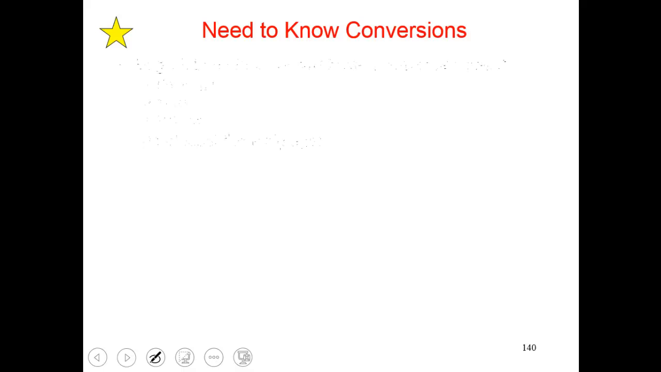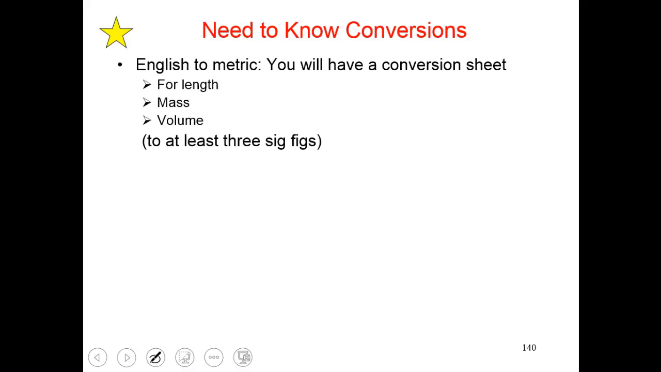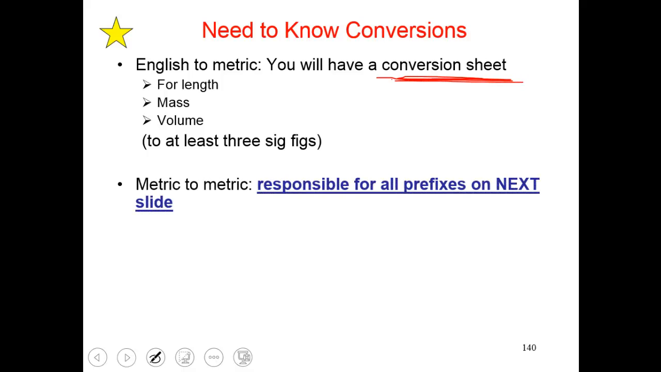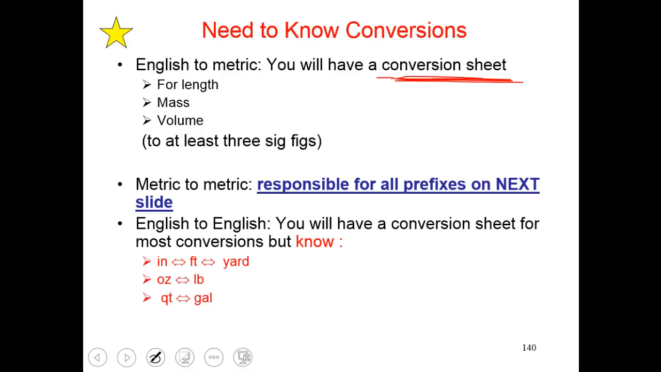Now, the conversions that you need to know are English to metric. You have a conversion sheet, so those you are given. For metric to metric, you are responsible for all the prefixes on the next slide, which is table 1.1 from the textbook. Some things you should know, though. You should know how many inches are in a foot or how many feet are in a yard. That's something you're going to need to know.